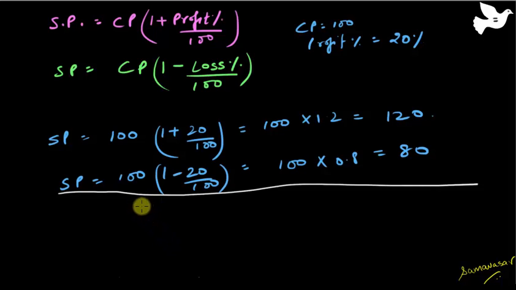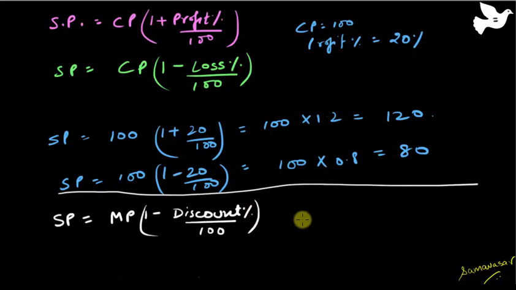Now what about in case of the discount percentage that I was telling you about? In that case, your selling price is equal to the marked price into 1 minus discount percent by 100. So again, let us say I was given that the marked price of an object is rupees 200. This is my marked price, and the discount percentage is 10%. Then my selling price will be MP into 1 minus this, which will be equal to 180 rupees.